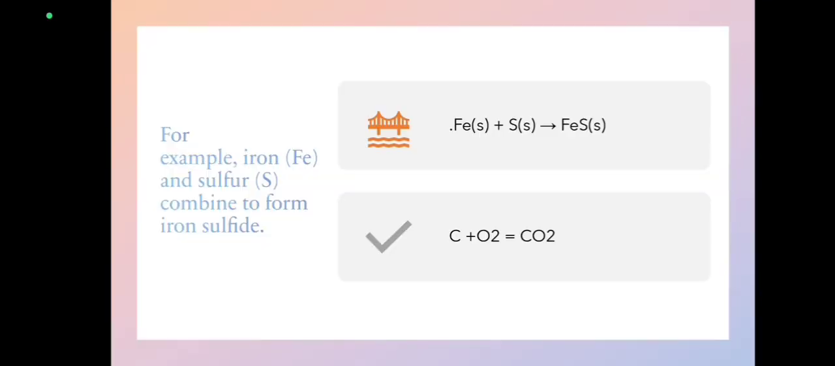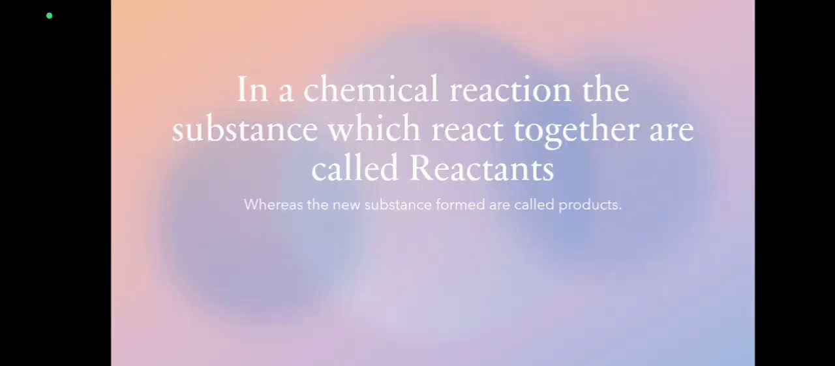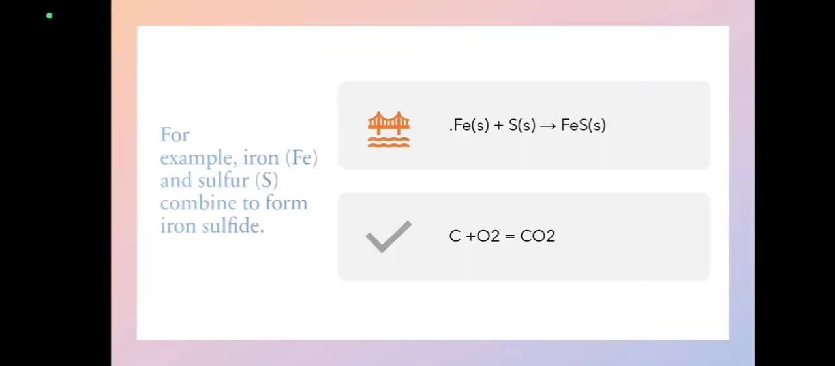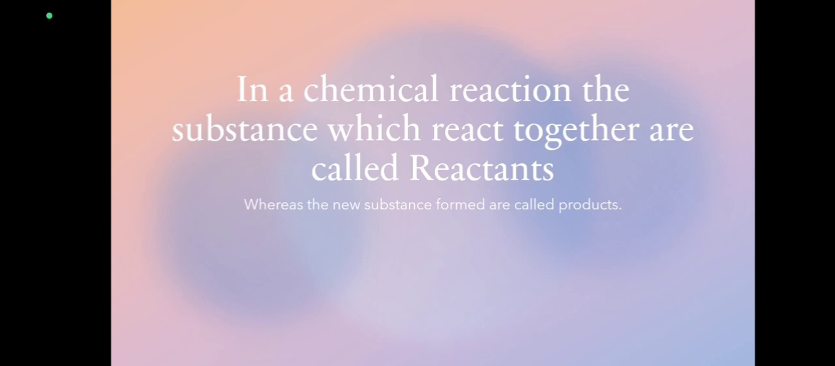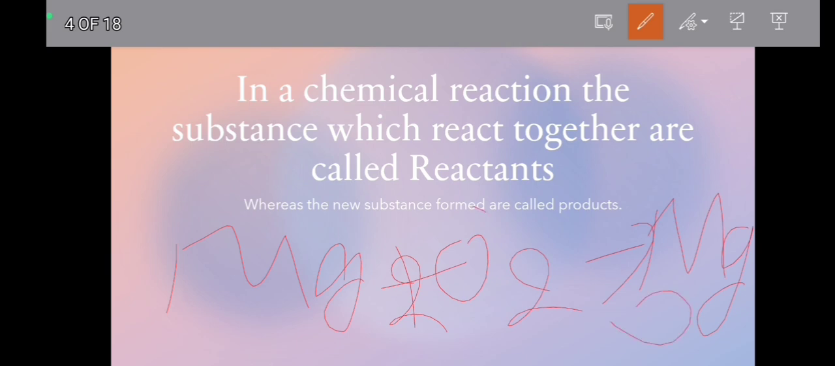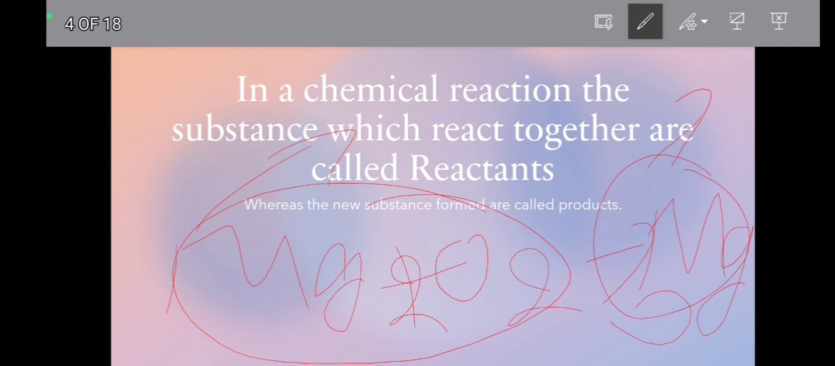Example of a chemical reaction: iron and sulfur combine to form iron sulfide. In a chemical reaction, the substances which react together are called reactants, whereas the new substances formed are called products. It means the substance taking part in a reaction is the reactant and the substance formed after the reaction is the product. That is magnesium plus oxygen to form magnesium oxide. This is the reactant and this is the product. This is the difference between reactant and product.